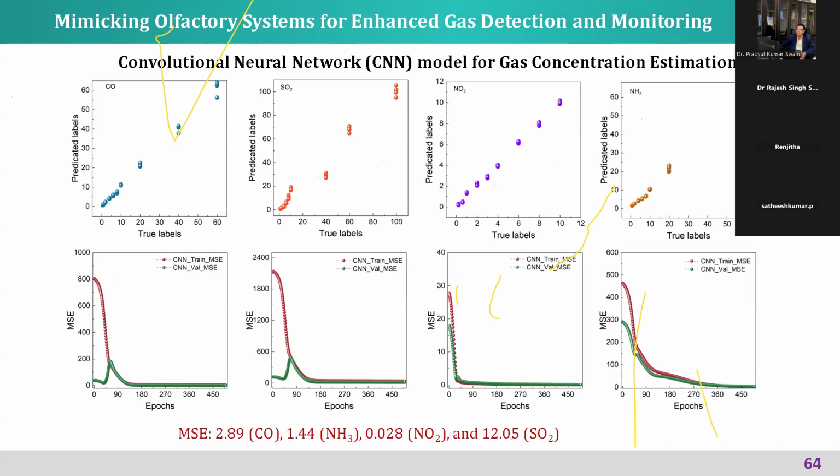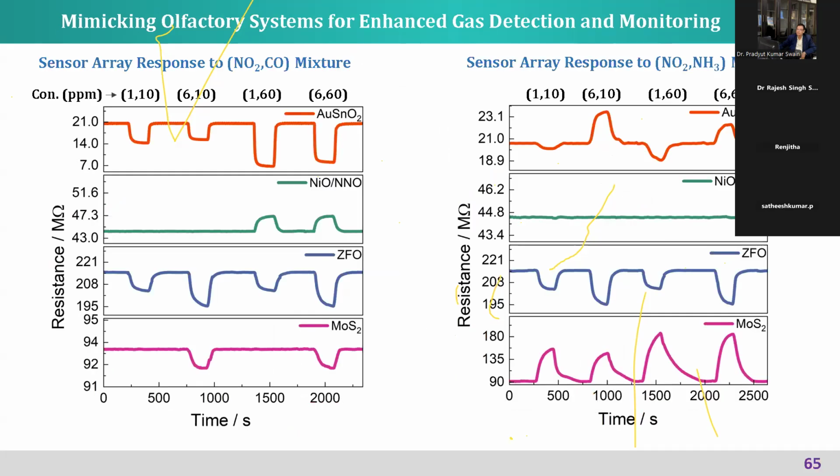Next is the convolutional neural network model. These are computer programs. Essentially, we collect the data, and the data is fed to different programs and analyzed to see how accurately you can calculate the gas concentration. That is what it does.